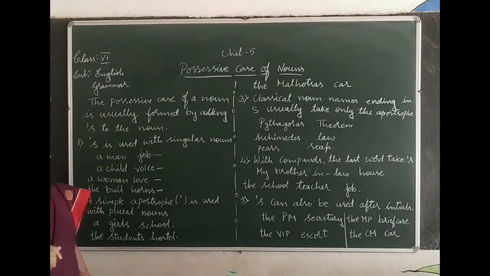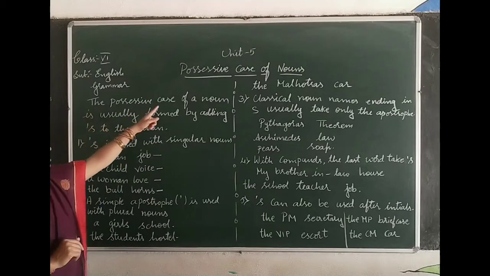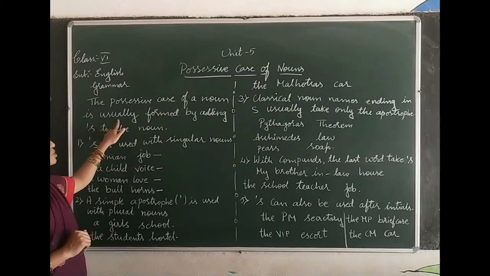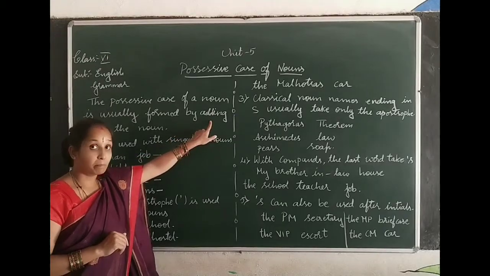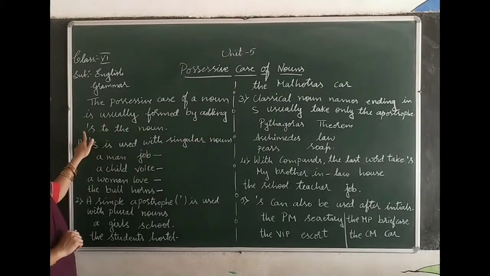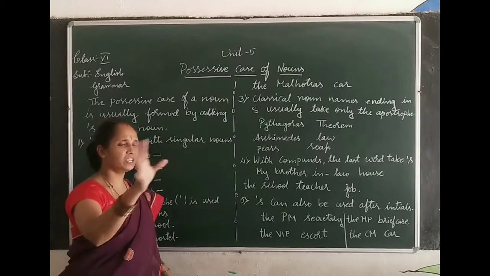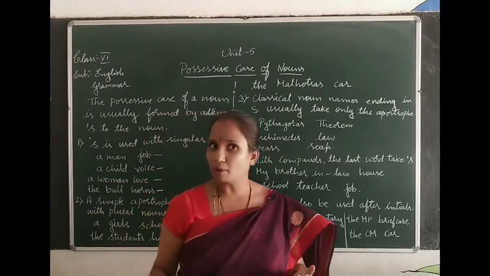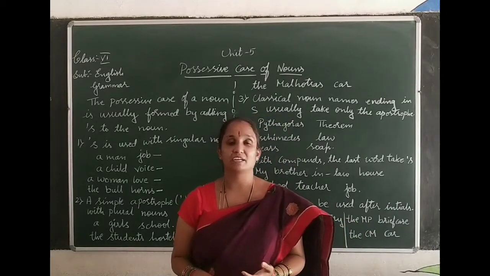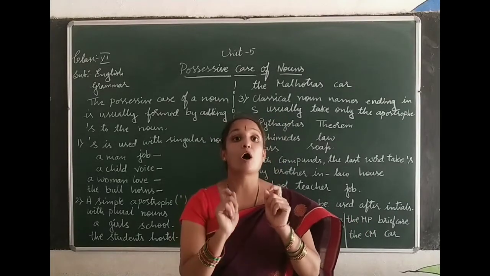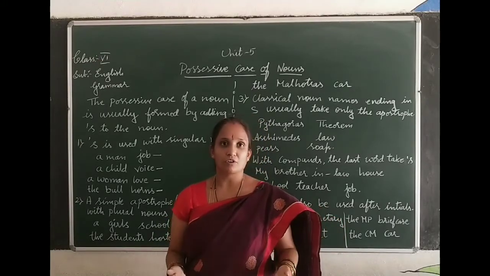What is the possessive case? The possessive case of a noun is usually formed by adding apostrophe s to the nouns, to any nouns. Not only the common nouns, this can be added even to the proper nouns too. Let me teach you right now.